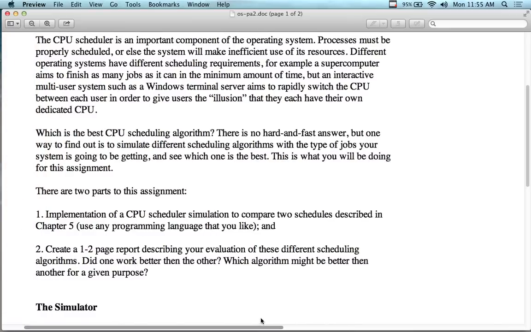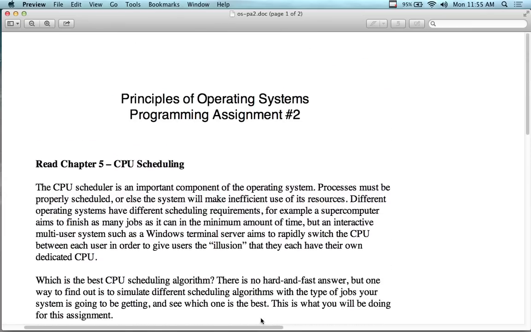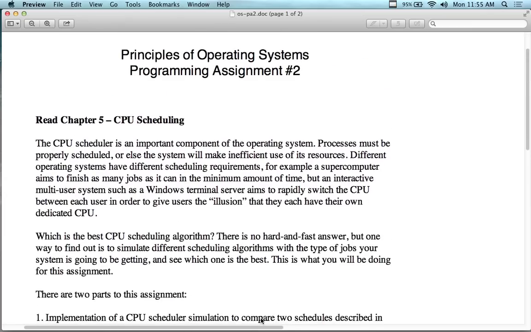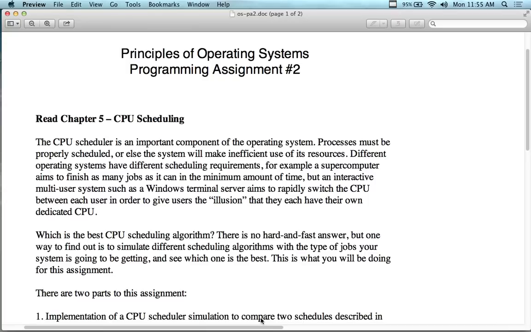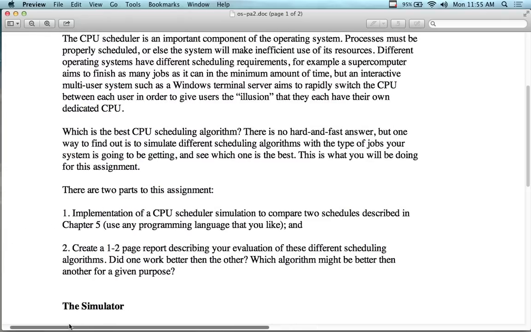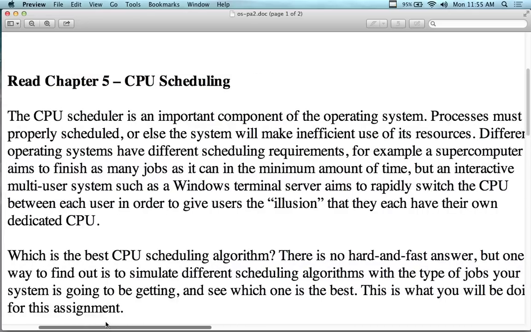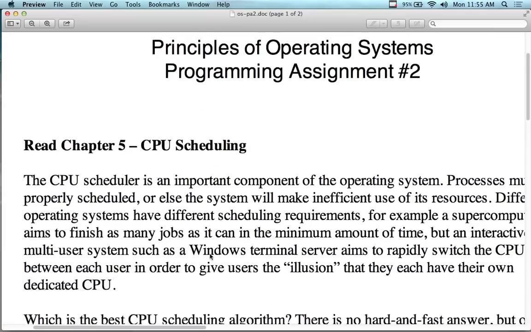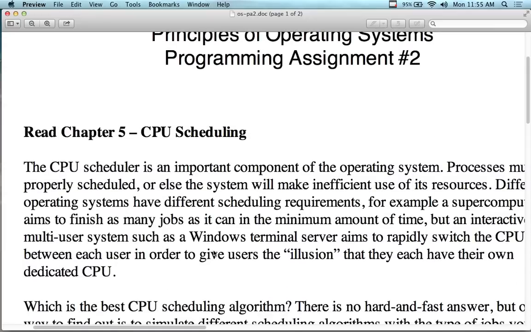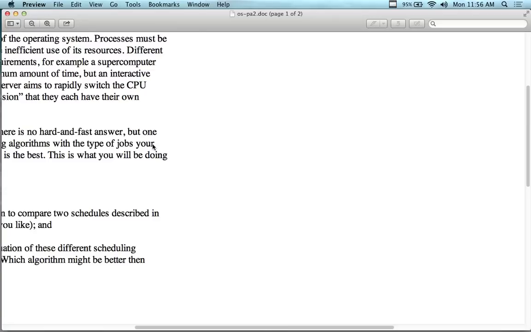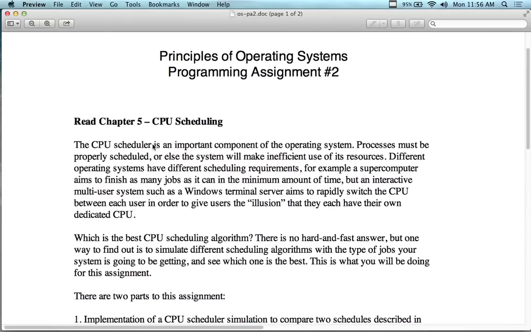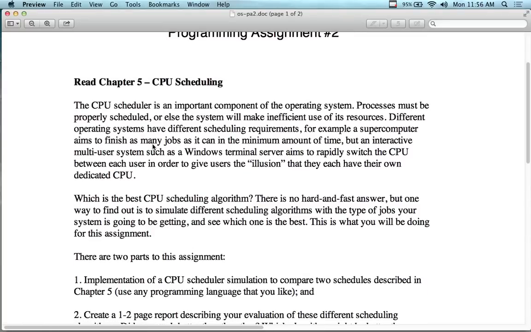But what are you going to do for assignment number 2? Well, that slide I stopped on is relevant because that's the information you're going to use. Let's make this a little bit bigger. You're going to read chapter 5, which is on the concept of CPU scheduling. If you don't have the book, you can probably get a PDF copy of it. You're probably going to want to read the chapter because it's going to give you more implementation details.